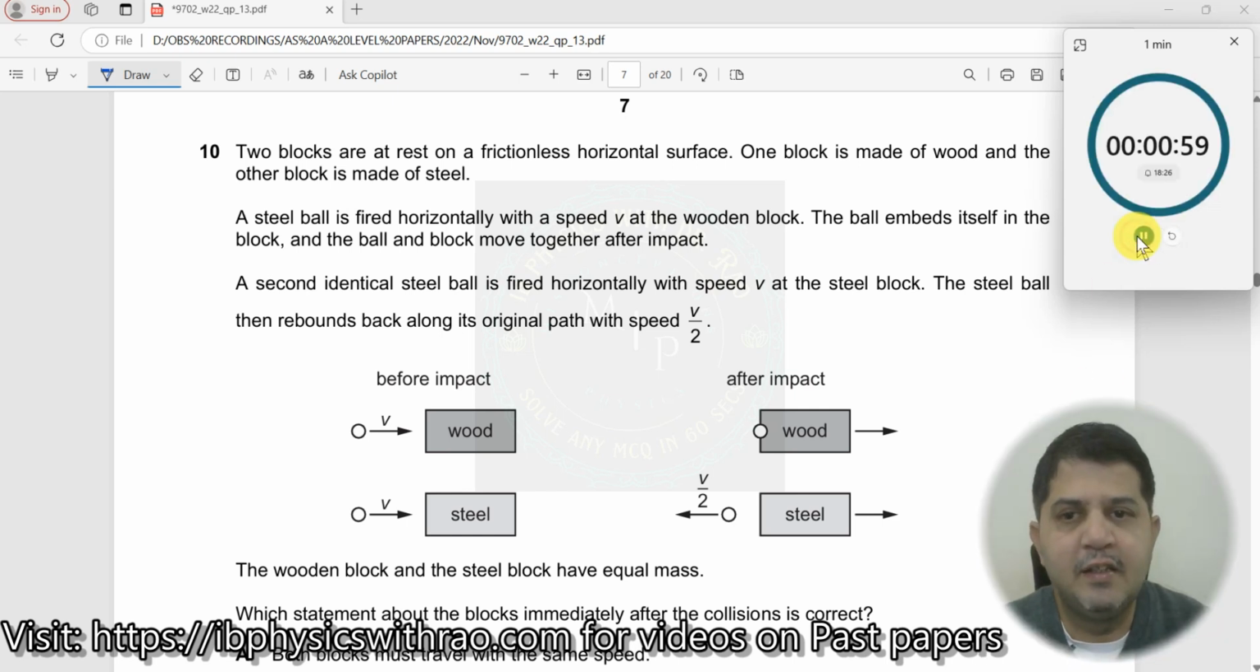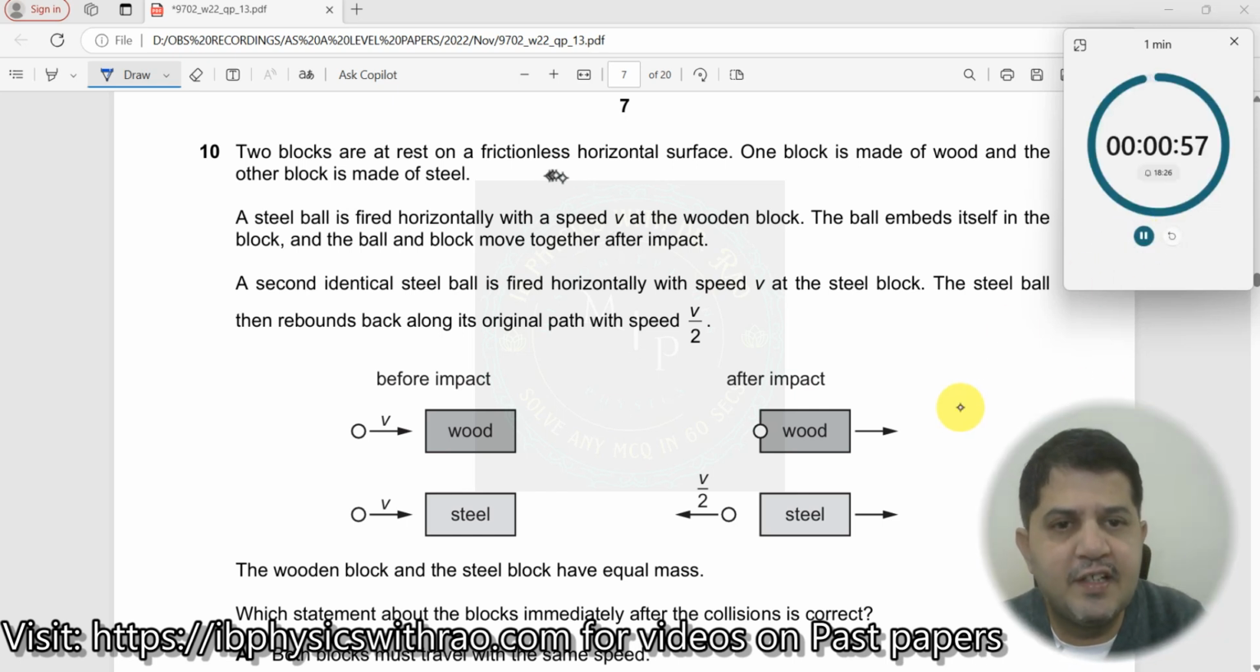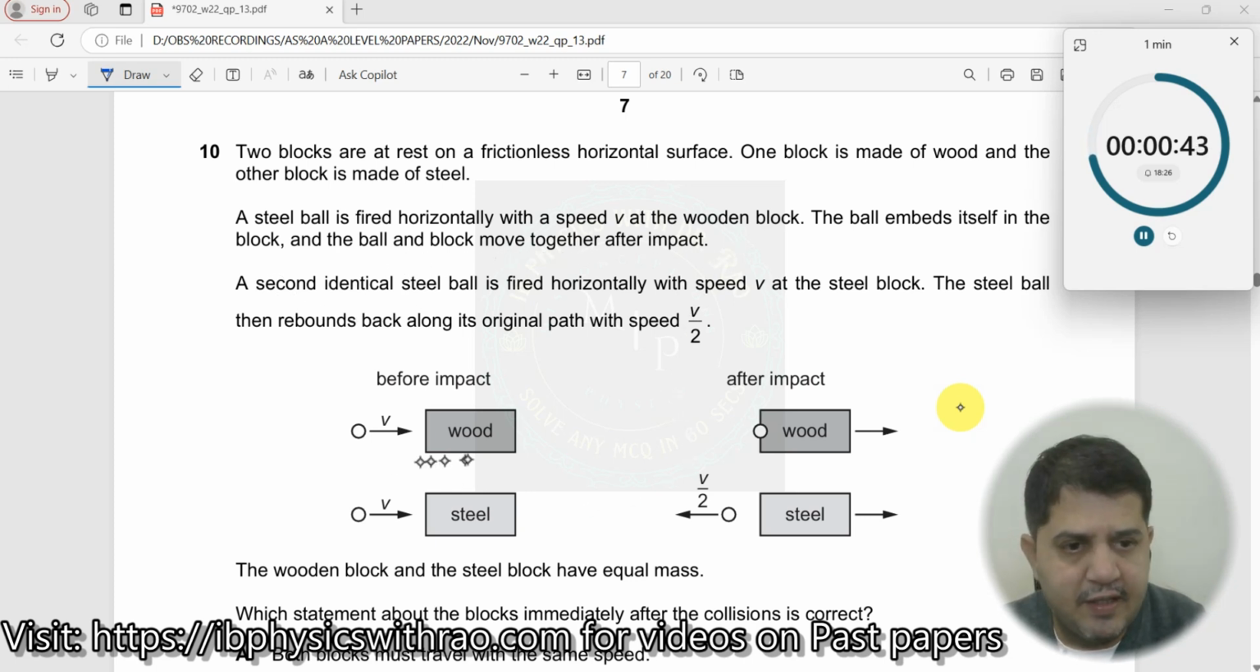Question number 10. Two blocks are at rest on a frictionless horizontal surface. One block is made of wood, another is made out of steel. A steel ball is fired horizontally with a speed v at the wooden block. The ball embeds itself in the block, and the block and the ball move together after impact.